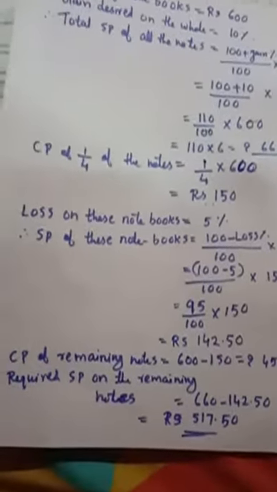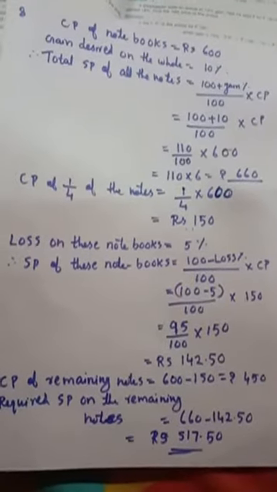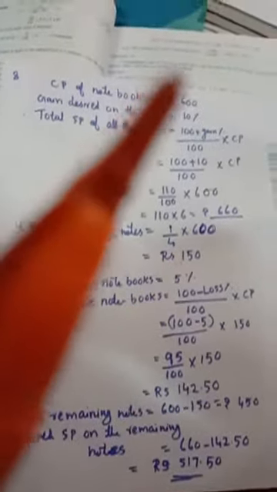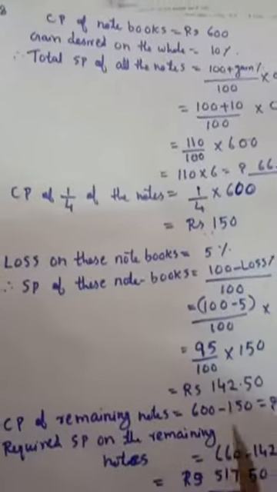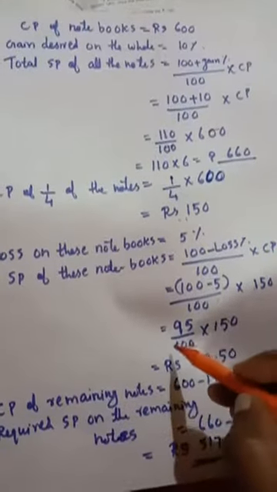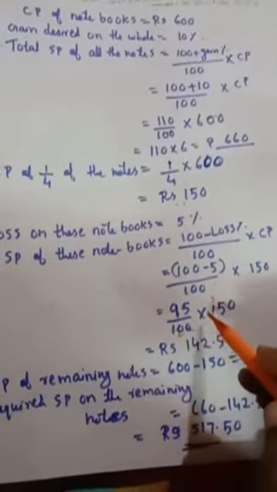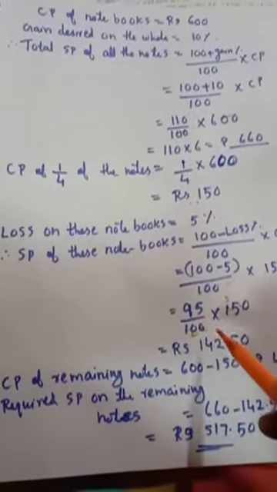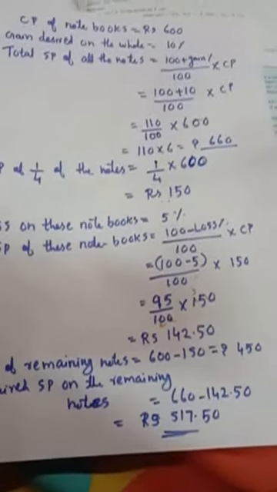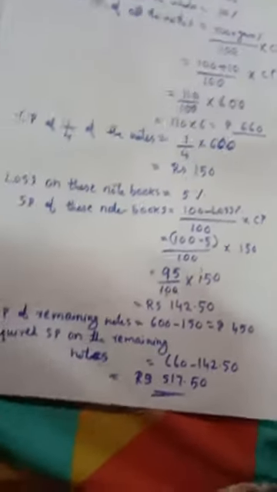So 100 minus 5 by 100 into 150, that is 95 by 100 into 150. This 0 and this 0 get cancelled. Then in the 5's table, 1 five is 5, 2 fives are 10, 3 fives are 15. So 95 into 3 by 2 is equal to 142.50 rupees, that is 142 rupees 50 paisa.